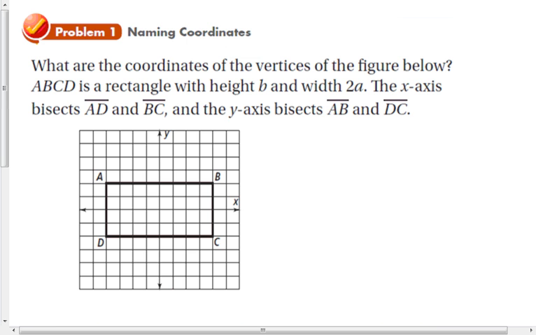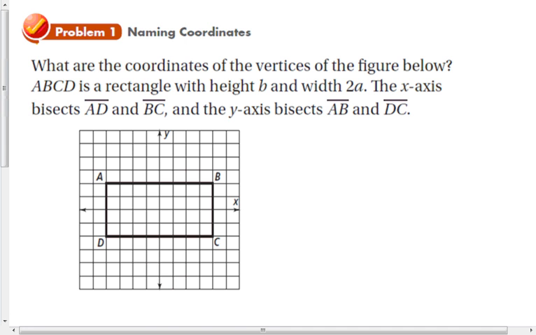All right, like I said before, in the next lesson, we're going to learn how to do coordinate proofs. But in order to do that, you have to learn how to come up with coordinates for a figure. And what these coordinates will represent is any arbitrary shape. So what are the coordinates of the vertices of the figure below? ABCD is a rectangle with a height of B and a width of 2A. The x-axis bisects AD and BC, and the y-axis bisects AB and CD.